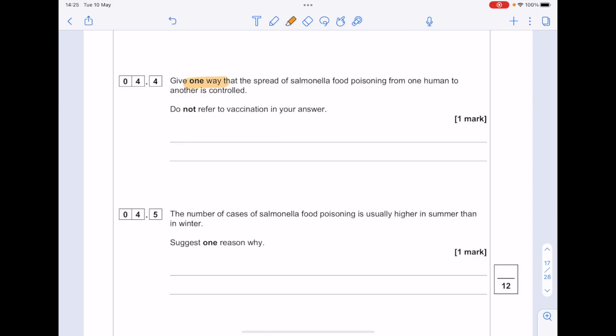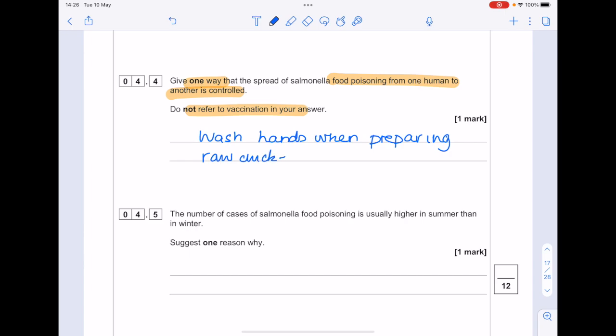Give one way that the spread of salmonella food poisoning from one human to another is controlled. Do not include vaccination in your answer. Let's just wash our hands when preparing that raw chicken. We should always be washing our hands. If anything, COVID has taught us that. You could have also said wash your hands after using the toilet.